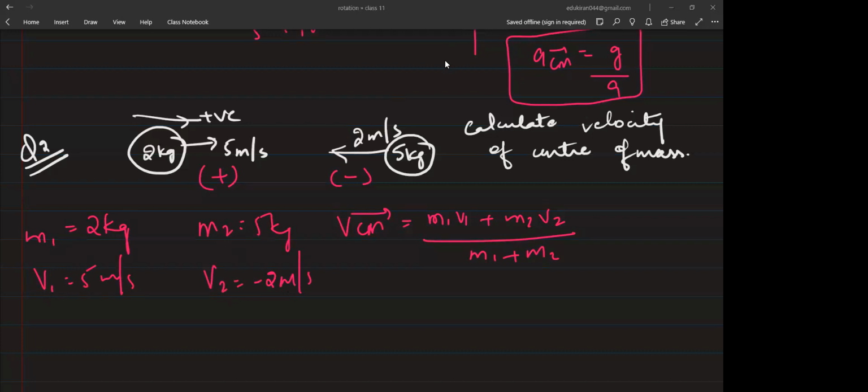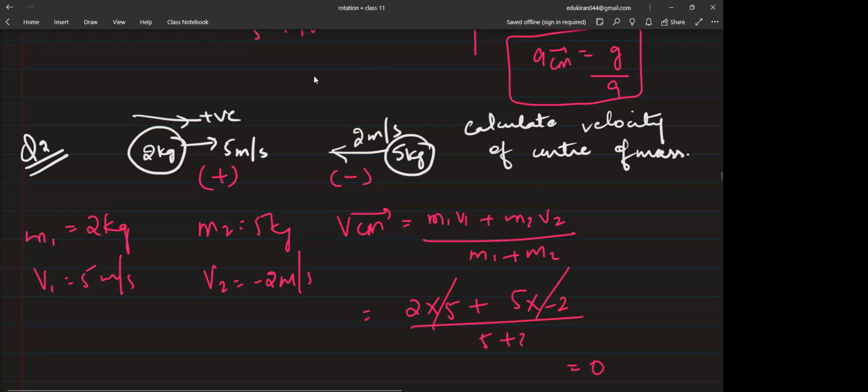Shaima's answer is correct. It will be 0, not 2.8. See how? 2 into 5, this is also 5 into minus 2. So they'll be cancelled. The data is just exchanged over here. So (2 into 5 plus 5 into minus 2) divided by (5 plus 2). This will be cancelled. 10 minus 10 will be 0. So the answer will be 0. Write it.